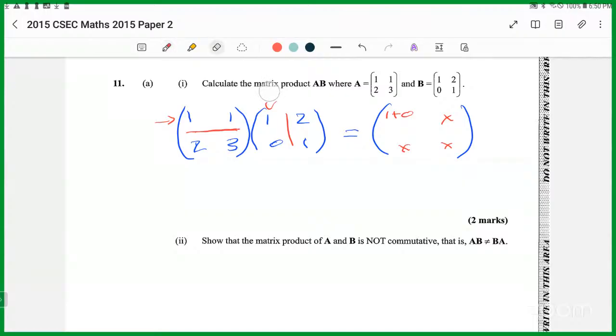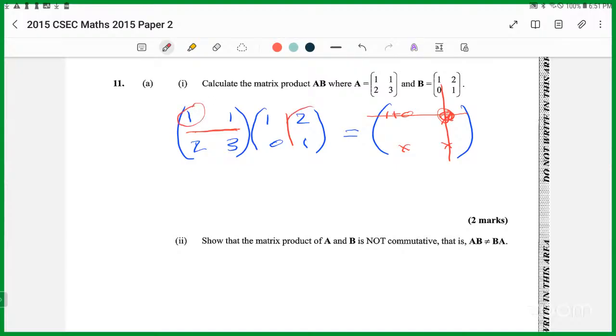And that's the first pair. Now, for this element, it is positioned in the first row and the second column. So to get it, you have to multiply this first row by the second column. Same way again: first element in the row by the first element in the column, second element in the row by the second element in the column.